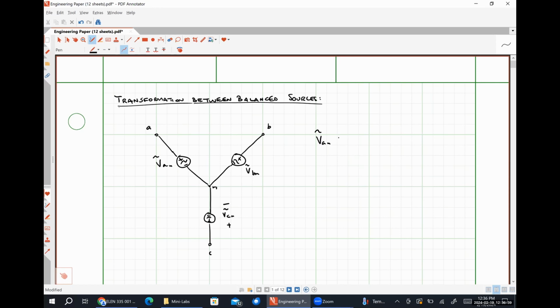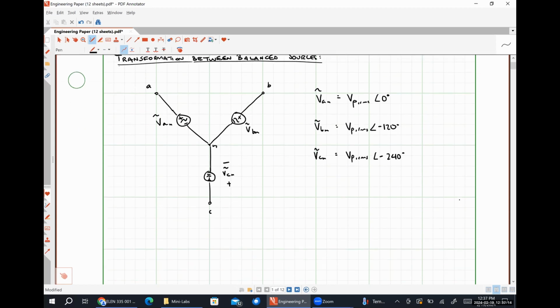Voltage VAN will have a value of VP RMS with a phase angle of 0 degrees. VBN will be VP RMS with a phase angle of negative 120 degrees. Make sure that looks like a 120. And VCN is VP RMS with an angle of negative 240 degrees.